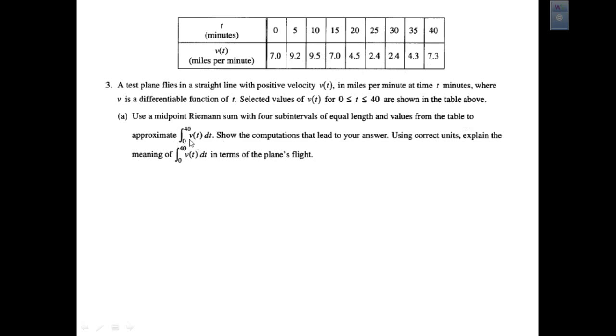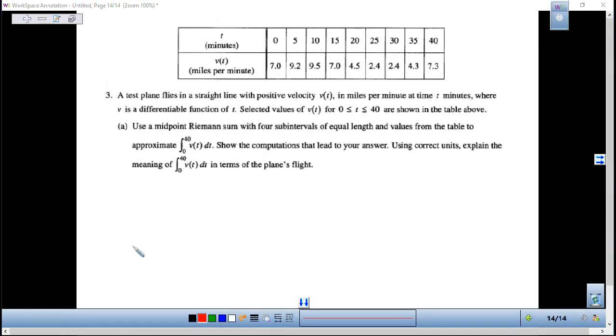We'll come back in just a second. Let me finish reading the question. Show the computations that lead to your answer. Using correct units, explain the meaning of that thing in terms of the plane's flight. Well, we haven't got to notation yet for integrals. Some of you guys are recognizing that, though. That is the symbol for taking the integral of v of t with respect to t over the interval from 0 to 40. And what that would find is the area under the v of t curve over that interval from 0 to 40. Now, we're going to find the area, but we're going to approximate it using this.